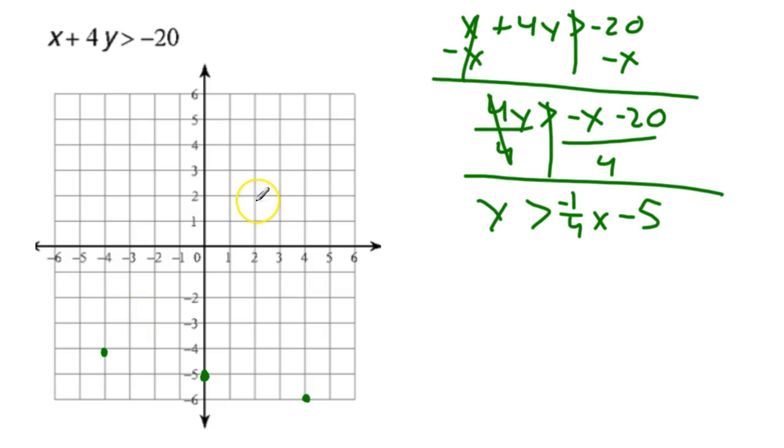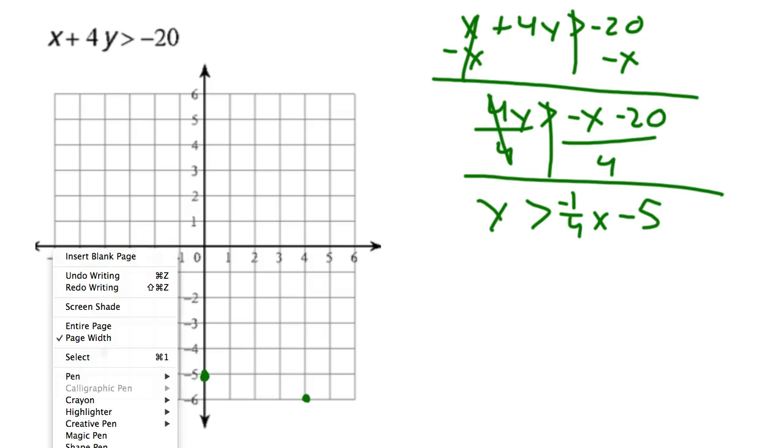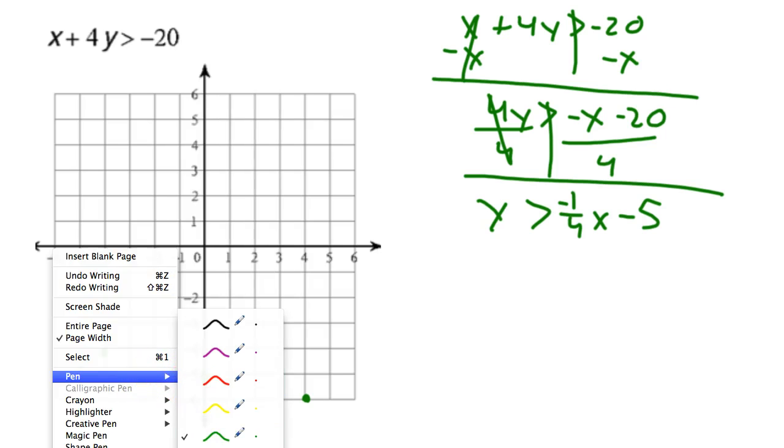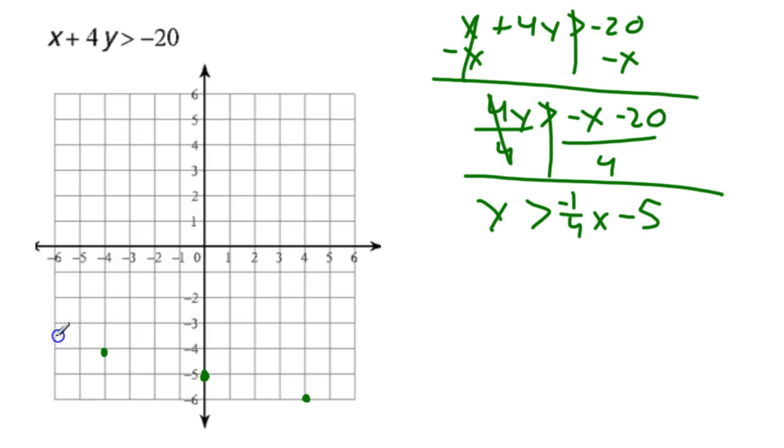So I have the points. Now I need to know, is my line solid or dashed? Well, this is greater than. It's not greater than or equal to, so it has to be dashed. Let me see, does this dashed pen work? So I draw that. Oh, check that out. Dashed. Alright, awesome. Put the little arrows on the end.